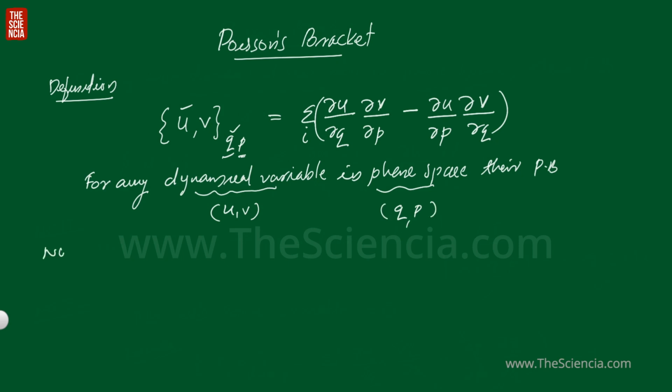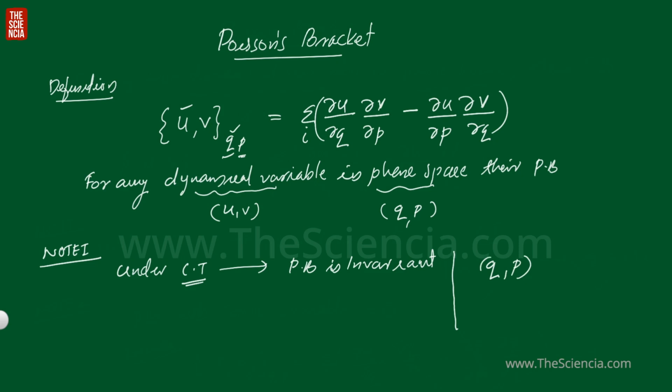Now, note 1. Under canonical transformation, Poisson's bracket is invariant. What is this canonical transformation? I tell you. Suppose the system is in a certain coordinate system, that is qp. Now we are changing this coordinate system to another coordinate system, that is capital QP. That is from old set of coordinates to new set of coordinates.